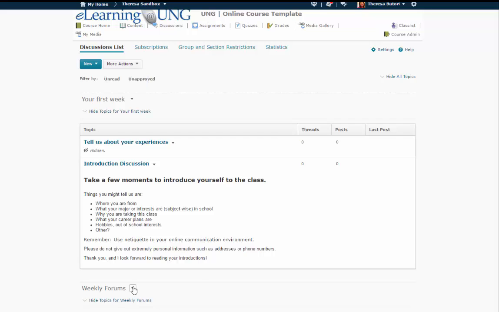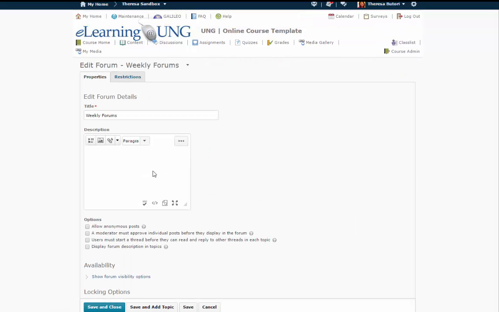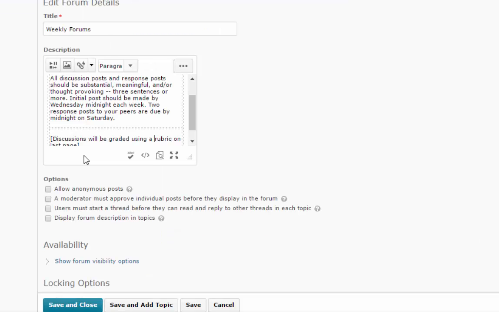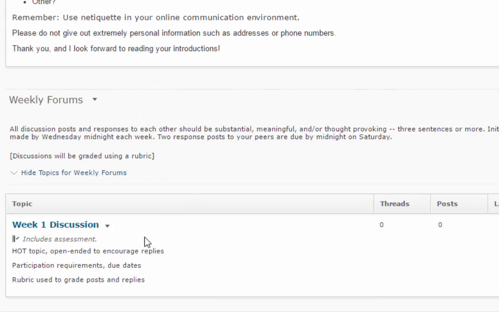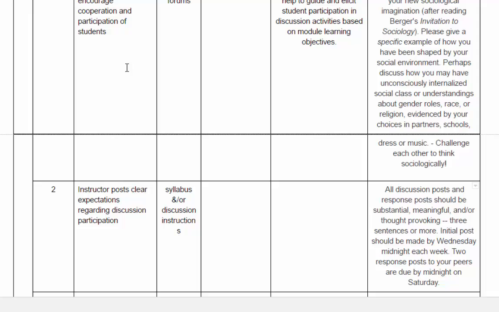And in here, in the description, I would encourage you to write down the participation expectation. So now at the top of the weekly forum: be substantial and thought-provoking. So the initial post and 2 responses by Saturday. And then the discussion is graded in the gradebook using a rubric. So the second area of the rubric says the instructor posts clear expectations regarding discussion participation.